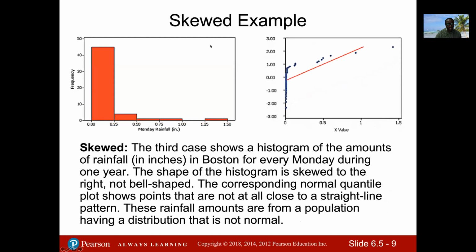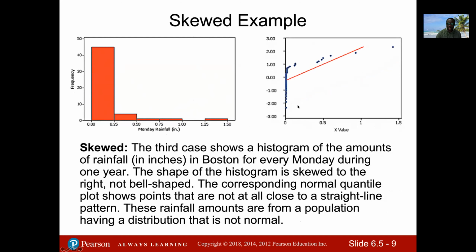Now, look at this. This is Monday rainfall in inches, and then the frequency. As we can see, this has some outliers. It has at least one outlier here. And of course, the histogram is not bell-shaped. It is right skewed. So of course, it won't come from a normal distribution.